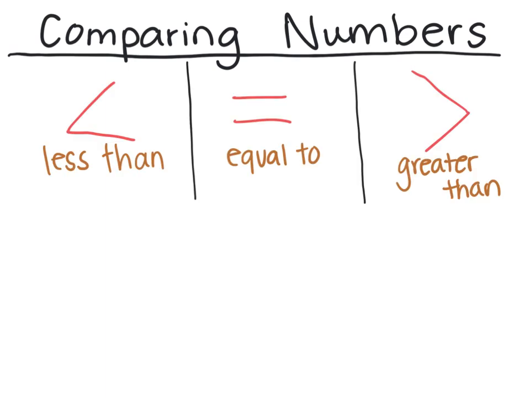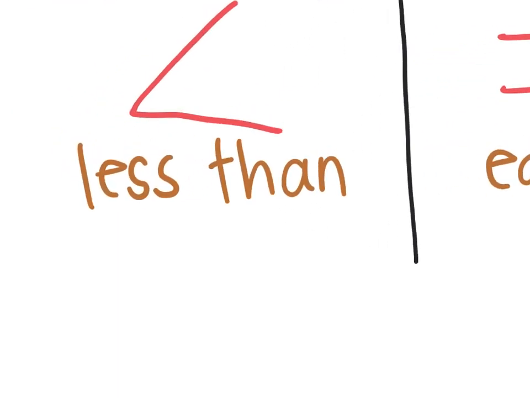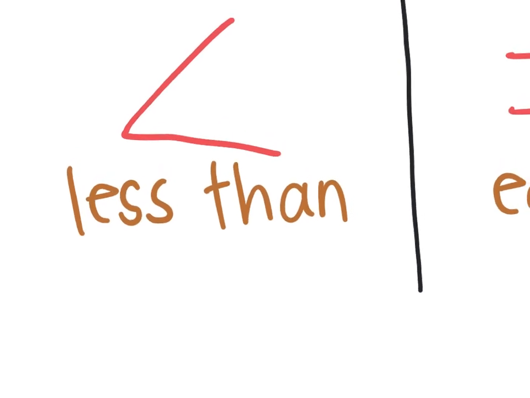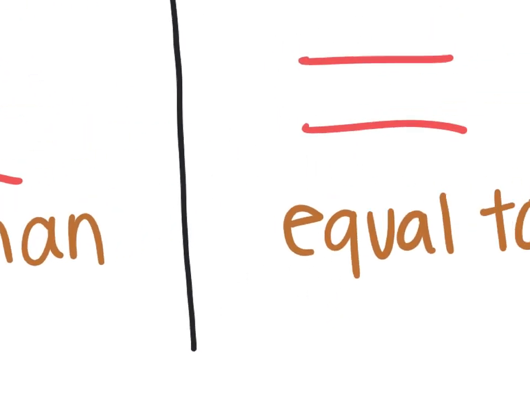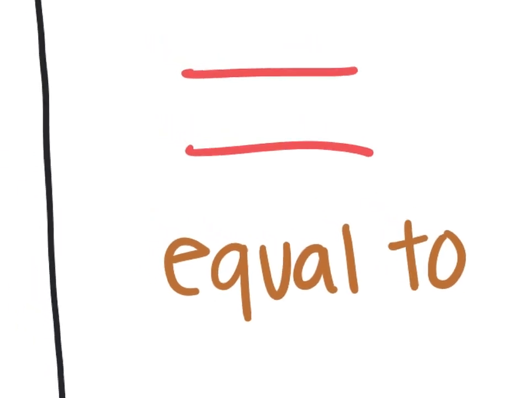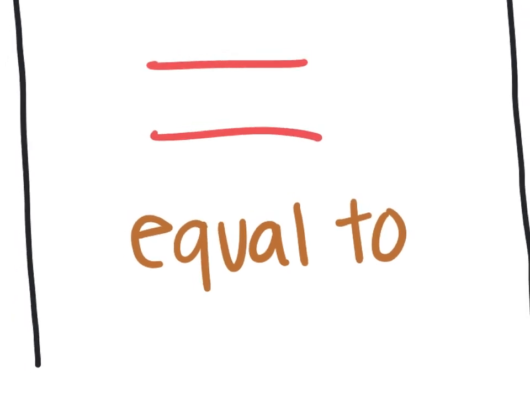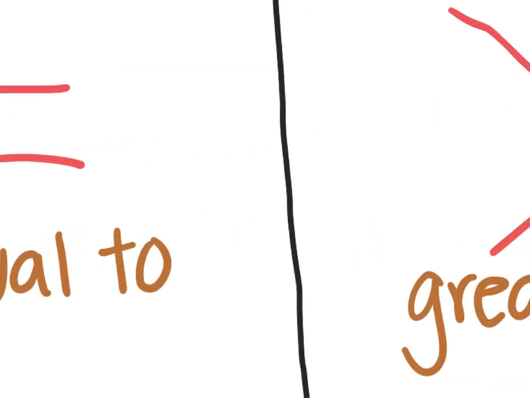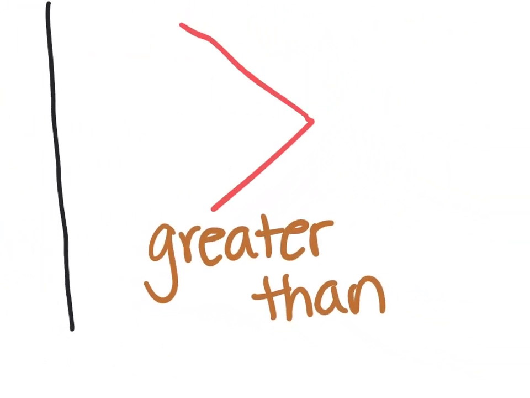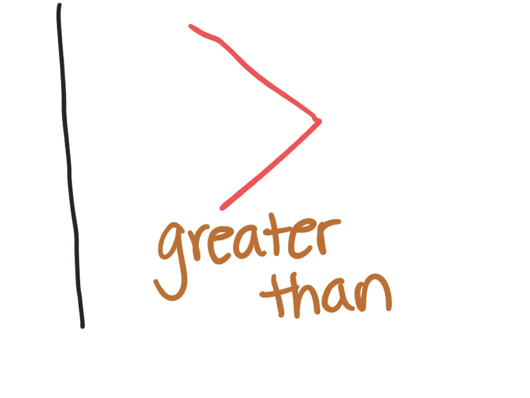So we have three symbols. First, looking over here, we have less than. It kind of looks like an L, but turned. So this is less than. If we see this symbol, we read it as less than. We know this sign means equal, but if we see this sign in comparing numbers, we would say equal to. And that means they're the same. And last, this symbol, it's just like the first one, but flipped. If we see this sign, we say greater than.